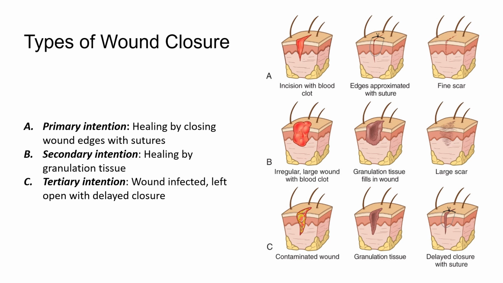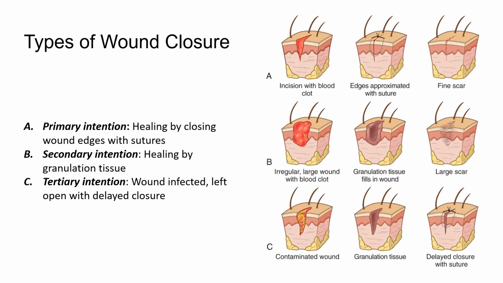Types of wound closure. So we have ABC, primary intention, secondary intention, and tertiary intention. So primary intention is here on the first row. That is when the wound edges can be approximated. That means that they come together very nicely without having too much tension, and the provider is able to suture, staple, or glue that incision shut, and it closes very nice and tight.